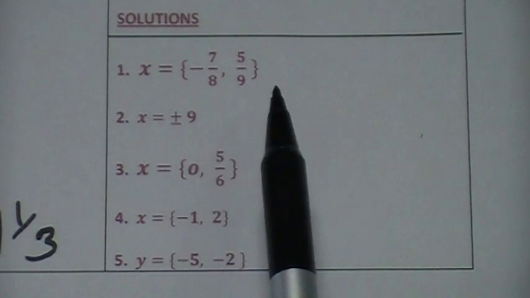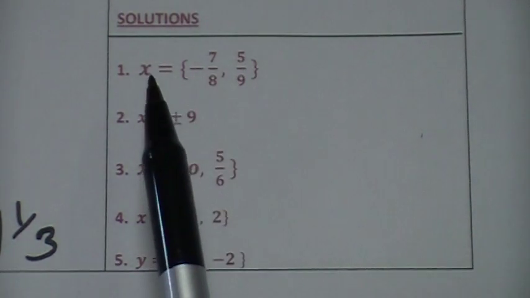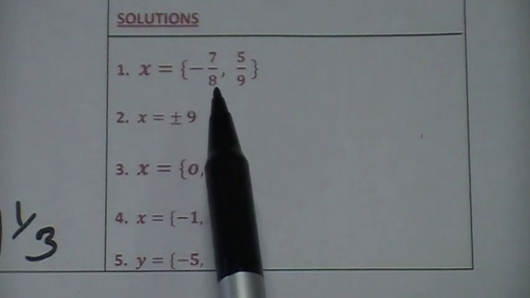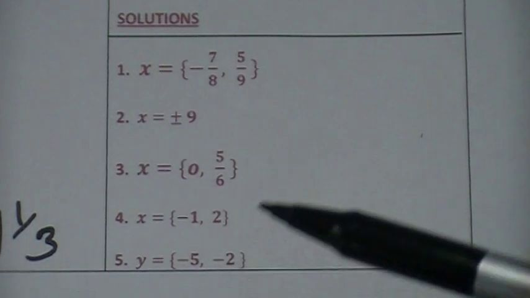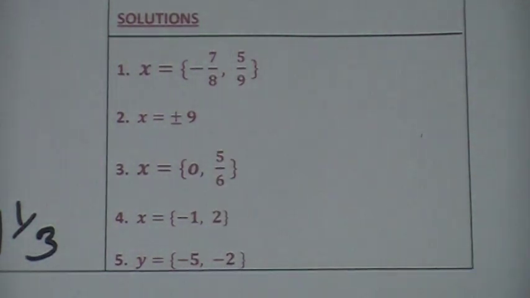Remember, you don't have to present it in set notation. It could be, for example, x equal negative 7 over 8 or x equal 5 over 9. Could be written like that as well. This is just an option of how you're going to write it.